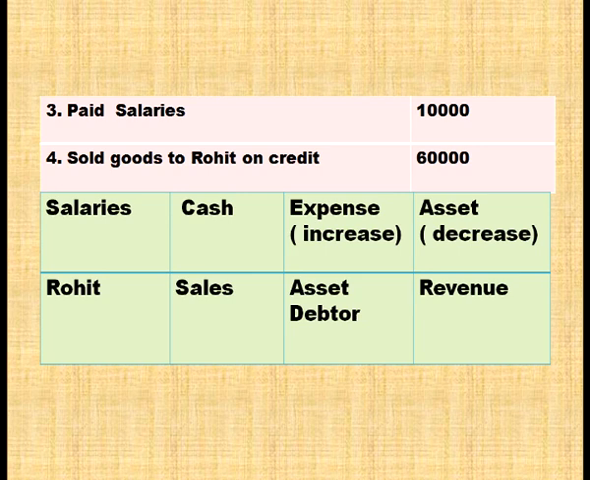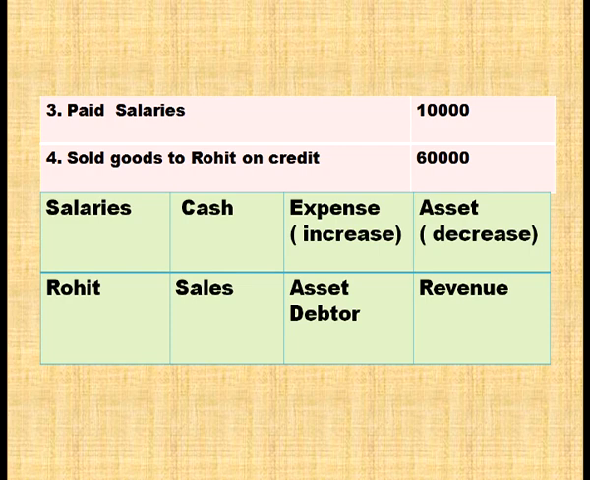Sold goods to Rohit on credit. Credit transaction. Debtor increases. Rohit is a debtor. Debtor can be included under asset account. When asset increases, it will be debited. So Rohit's account is debited.